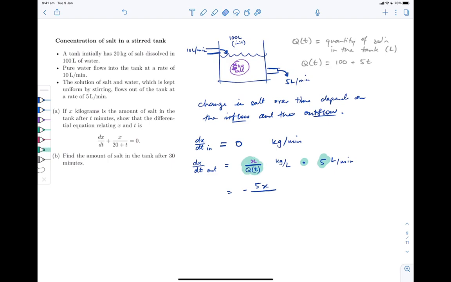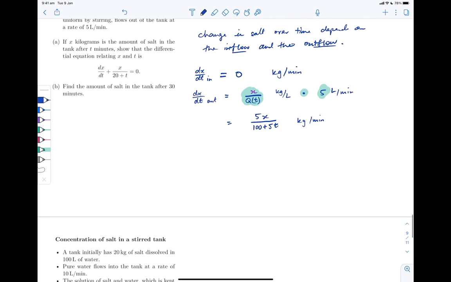Okay, so 5x over 100 plus 5t, and that is kilograms per minute. We can divide through by 5, so that's x over 20 plus t, which is encouraging because that's what we've got there.